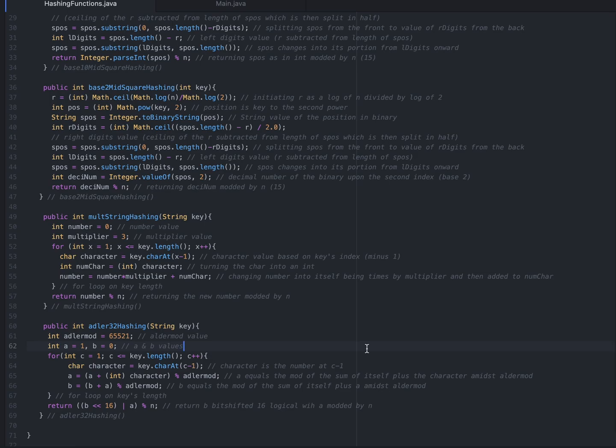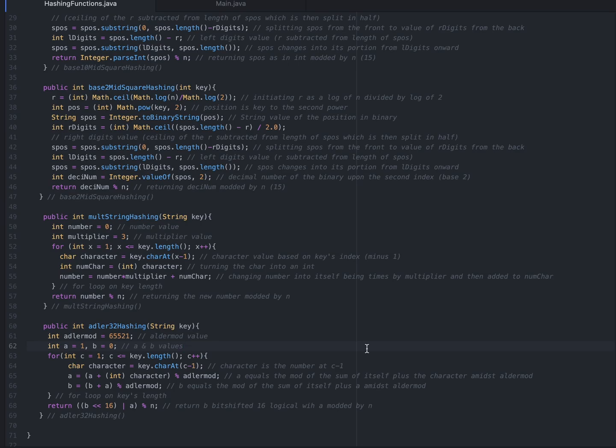Then we have public int multi-string hashing. We start with the number, then the multiplier is 3. For each character in the length of key, char becomes that specific character. Then we have the numchar, which brings that to an int, and then number is going to equal itself times the multiplier, plus the num of character, and then you return number modded by n.